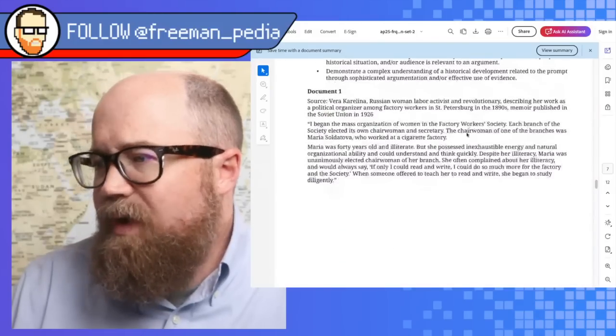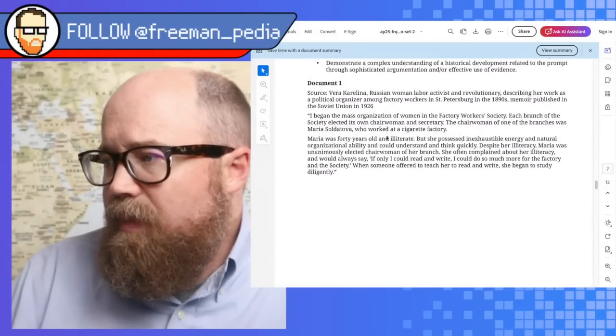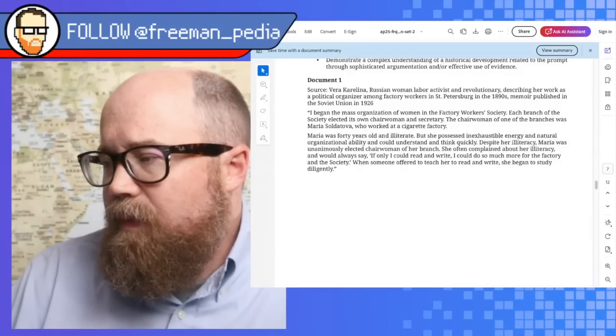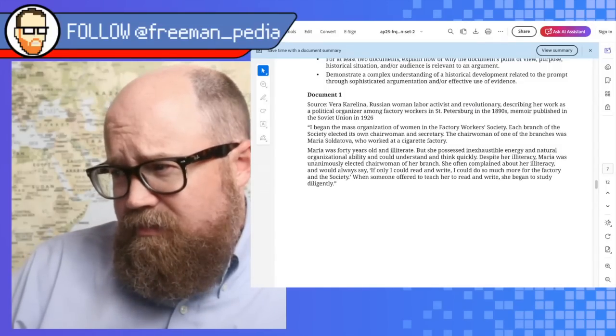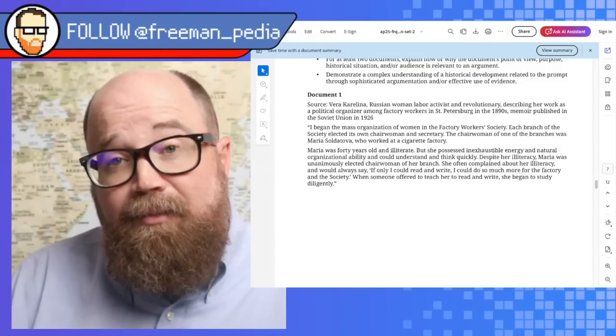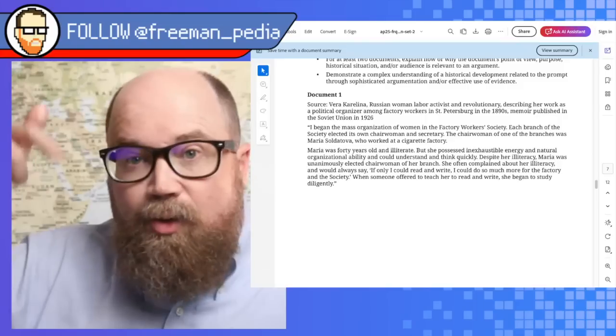Anyway, you got a Russian factory worker. She's talking about how women are in a cigarette factory. Sorry, I just reread all of these. I read all these for the first time and then hit record, and here we are.